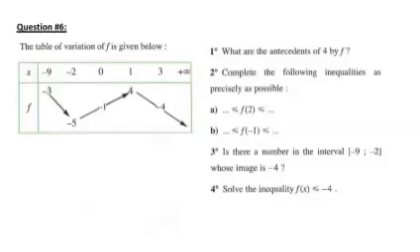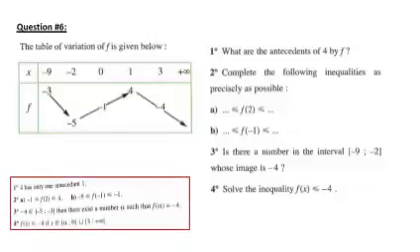In question number 6, we already have this table of variation, and we are asked to pick out from the table all these answers. So for the first one, what are the antecedents of 4 by f? It has only one antecedent, which is 1. It's obvious from the graph. When I ask about the antecedents, I'm asking about the abscissa, the x values, if y equals 4.